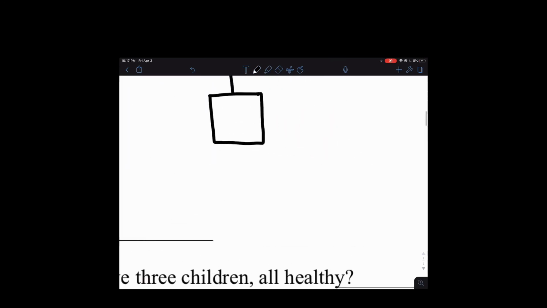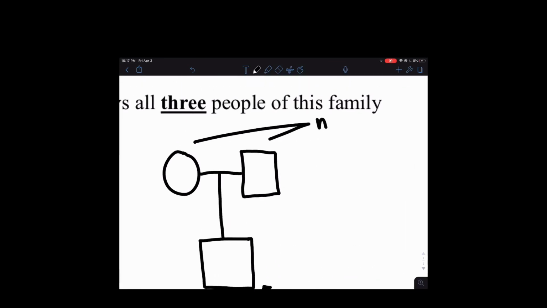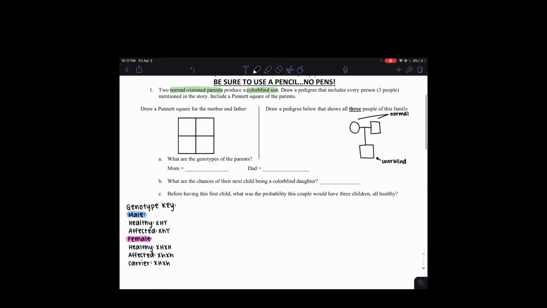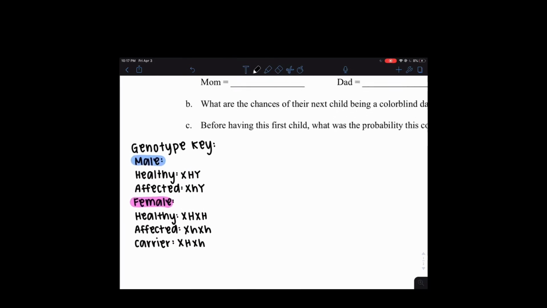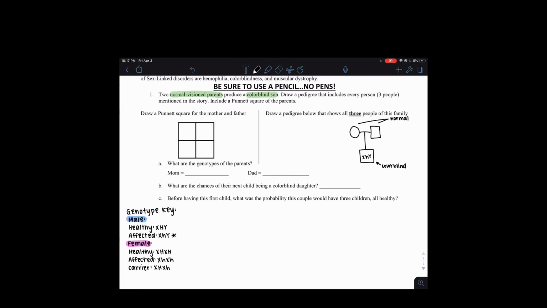So after reading the story, we know that the son is colorblind, so we can just label that here on the pedigree, and we also know that the parents are unaffected and normal, so we can label that here as well. So now looking at our genotype key, we see that an affected male is X lowercase h Y, so we can write that in our pedigree right here. So now we have to figure out what the genotypes of the parents are, and since we know that they are both normal visioned and unaffected, we can rule out the affected genotype.